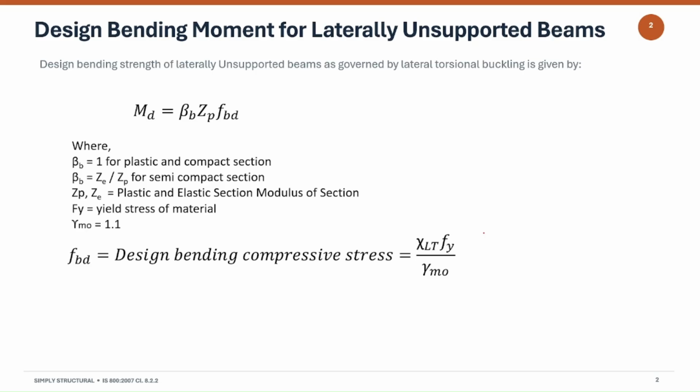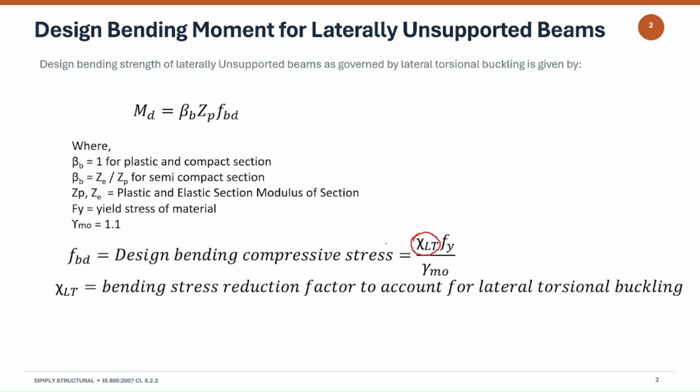If you compare the formula for laterally supported beams and laterally unsupported beams, the only difference is that there is one additional factor, χLT, which comes into the picture for the design of laterally unsupported beams. So what is this χLT? χLT is the bending stress reduction factor to account for lateral torsional buckling. If you put fbd in this formula, the final formula that we get is Md = βb Zp χLT fy by γm0.